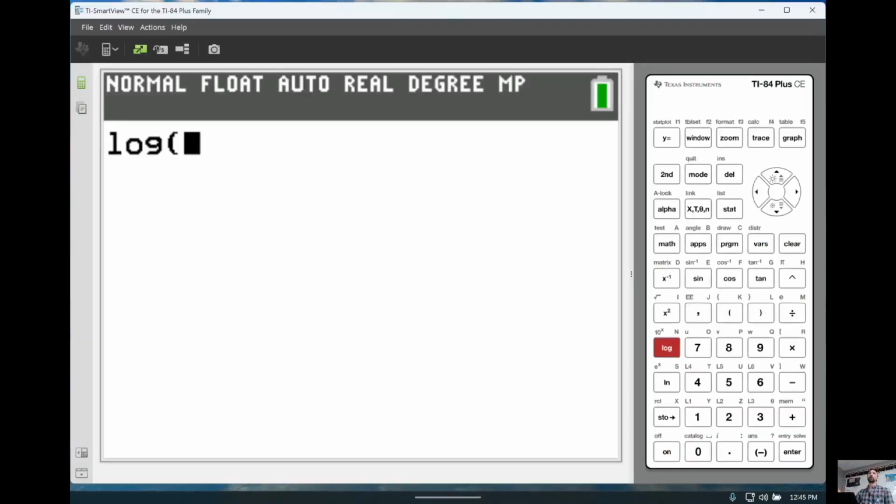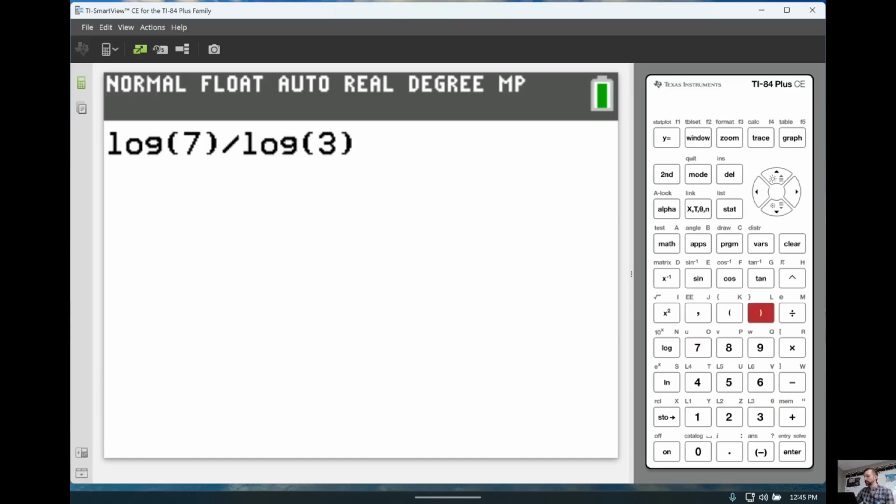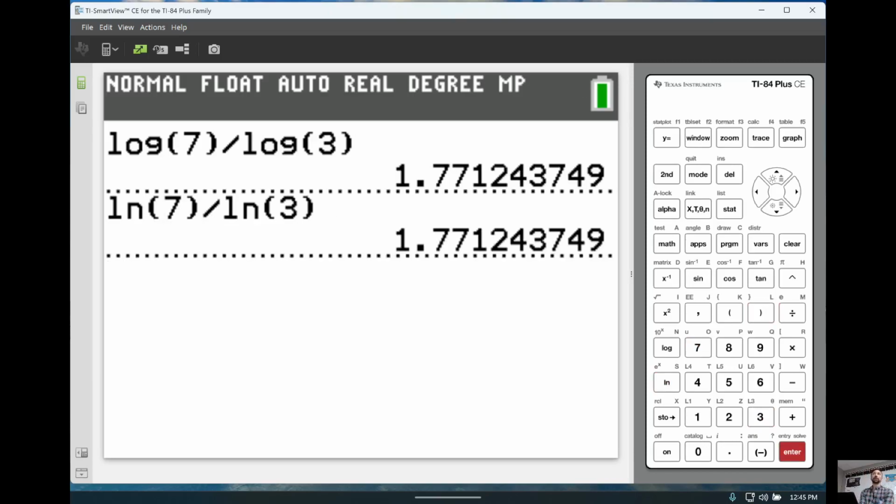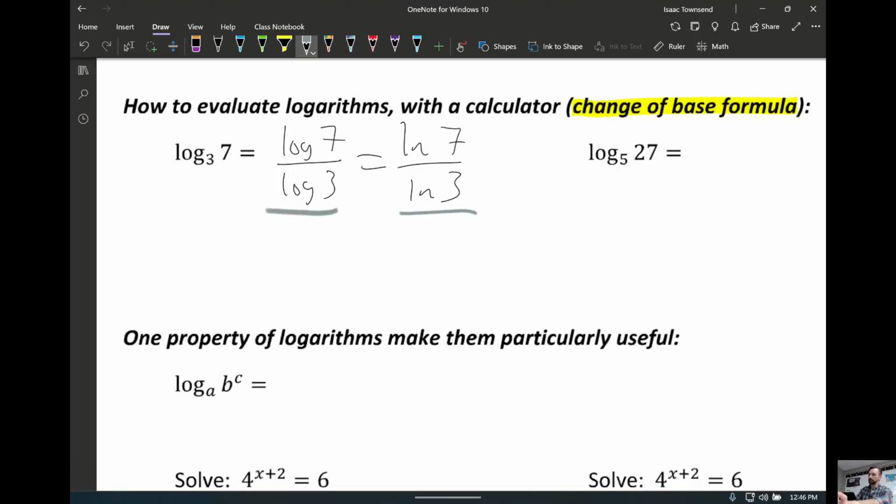So if I want to know log base 3 of 7, I could ask my calculator, what's the log of 7 over the log of 3? Or what's the natural log of 7 over the natural log of 3? Same thing. I knew it was between 1 and 2, but with change of base, I know within 8 or 9 decimal places, about 1.771. So for change of base, again, you should be able to estimate the answer.